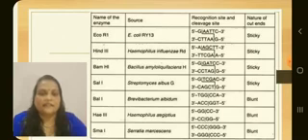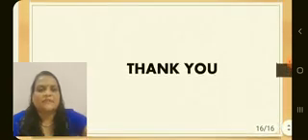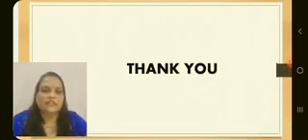HaeIII, the source is Haemophilus aegyptius. The sequence is GGCC, symmetric cut is introduced and therefore blunt ends are produced. SmaI, the source is Serratia marcescens, introduces symmetric cut. The sequence is CCCGGG, produces blunt ends. So this is about the restriction enzymes. We will discuss the next tool in the next video.